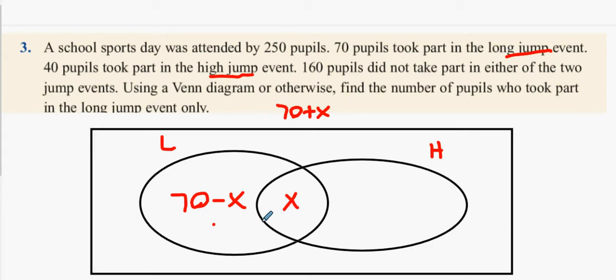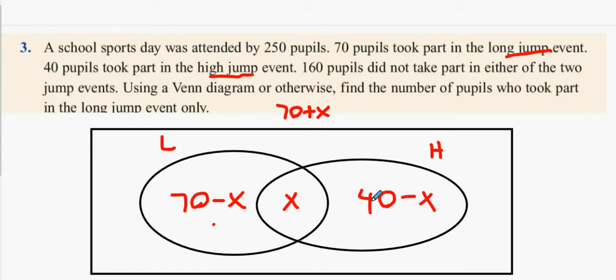70 in total. What do I put in the high jump section? 40. 40 minus X. Add them together. X plus 40 minus X? 40. Just 40, isn't it? Great.